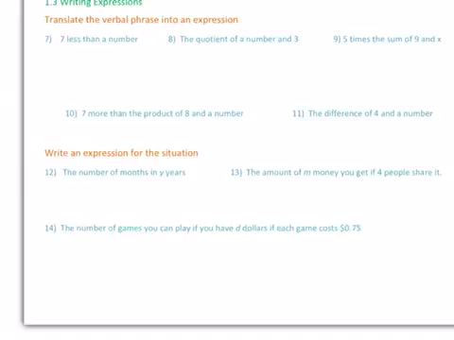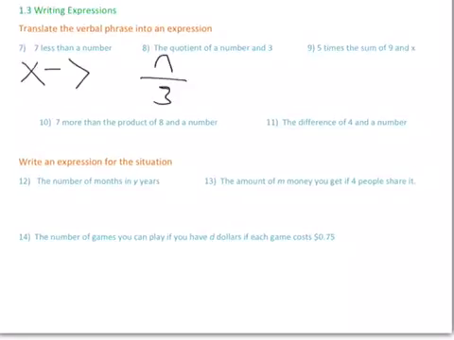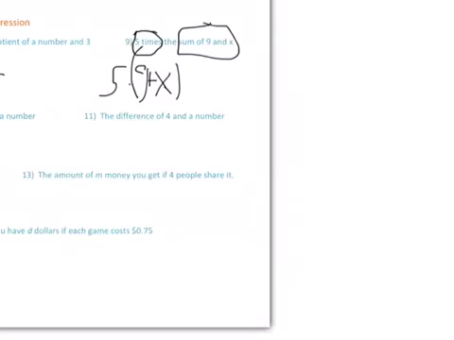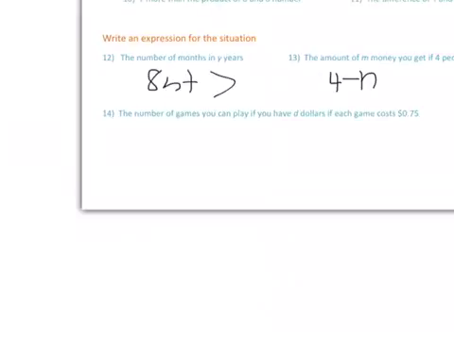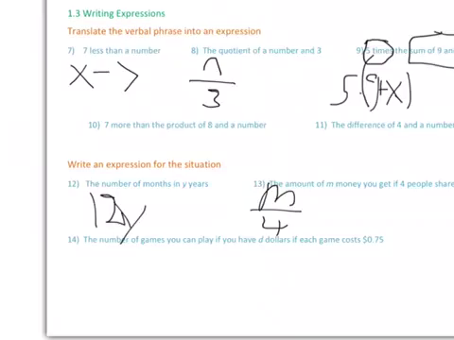Number 7 is x minus 7. Number 8 is n over 3. You put 9 times x in parentheses, and then 9 times 5 equals 45, and x times 5 equals 5x. You do 8 times n plus 7. For 13, you do 4 minus n. You do 12y because there's 12 months in a year. Because there's 4 people you're sharing money with, you do m divided by 4. You do n divided by 4 because you have to share with 4 people.